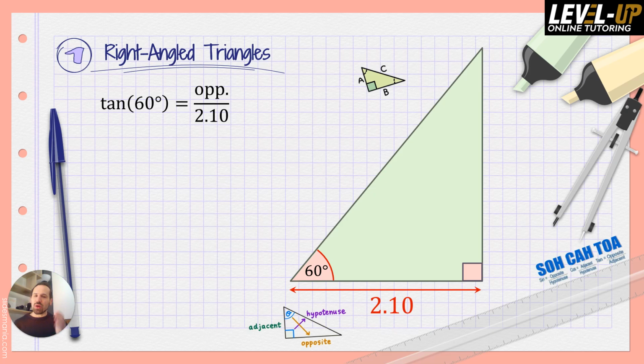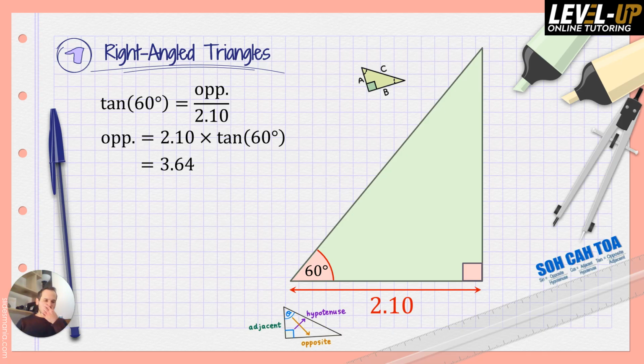Like, say, in this case, we're trying to work out the opposite side. So that's the vertical side that is opposite to the angle. So tan of that angle is going to equal that opposite side divided by the adjacent side. TOA, tan equals opposite over adjacent. So then this gives us a little equation for the opposite that we can just solve. If I times both sides by 2.10, we get this. And now we need to essentially plug this into our calculator. You can't work this out on paper or anything.